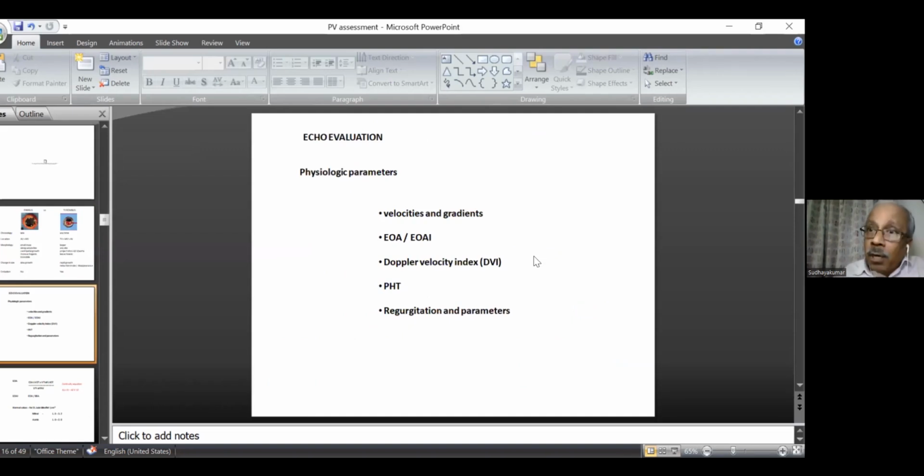Then coming to the physiological parameters: velocities and gradients as usual, effective orifice area and the indexed effective orifice area, Doppler velocity index. These are all simple parameters which we have to go on doing. It becomes very simple. Then the pressure half time to see stenosis for AV valves, and regurgitation parameters.